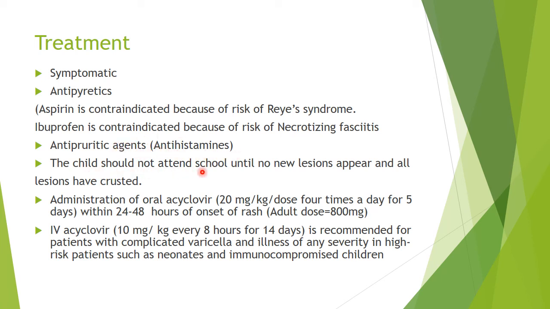The child should not attend school until no new lesions appear and all the lesions have crusted. Administration of oral acyclovir, which is an antiviral drug, at 20 mg per kg per dose, 4 times a day for 5 days, within 24 to 48 hours of onset of rash, can be done. Adult dose is 800 mg for chickenpox. And in some cases, like disseminated varicella or progressive varicella syndrome, and symptoms occurring in high-risk groups like neonates and immunocompromised, we can give intravenous acyclovir.